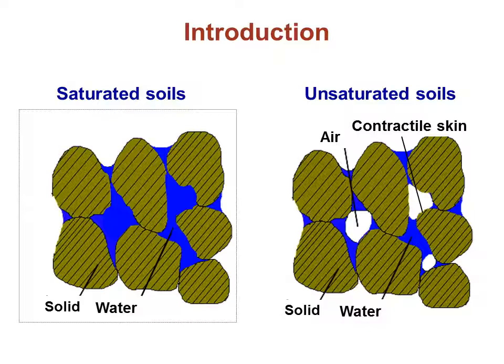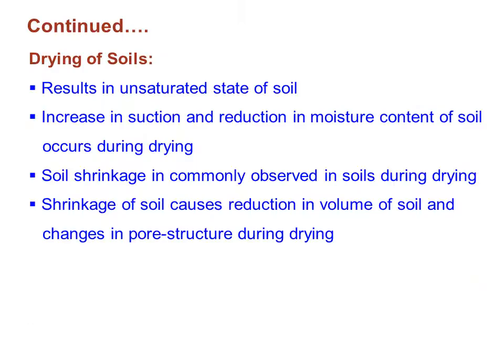So in a nutshell, we can conclude that when the soil dries, say from saturated state, it results in unsaturated state of the soil, because now the soil becomes multi-phase system. It also results in increase in suction and reduction in the moisture content of the soil.